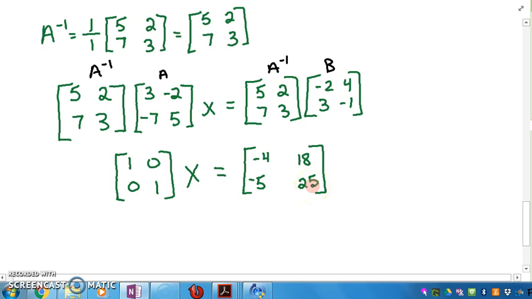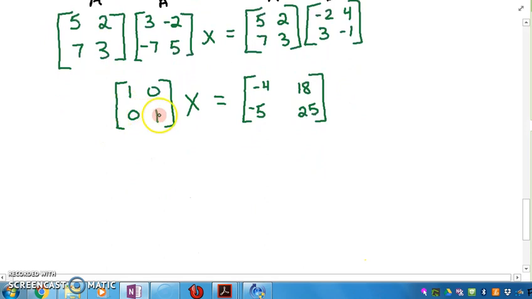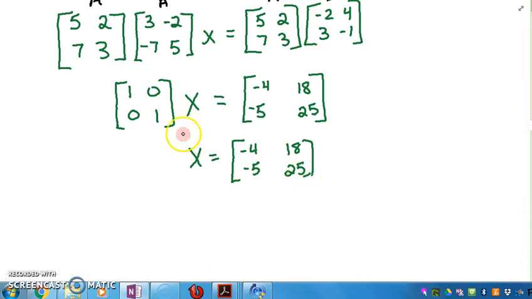And at this point, we have the identity matrix. Well, remember, what is an identity matrix times a matrix? It's just itself. So here, an identity matrix times X will just give me X. So here, X now equals negative 4, 18, negative 5, 25. And that should be our final answer.